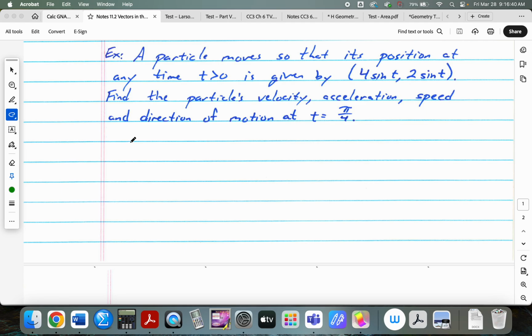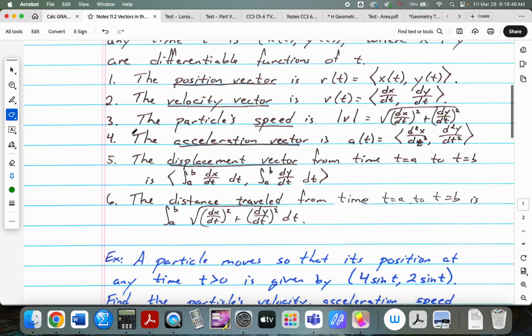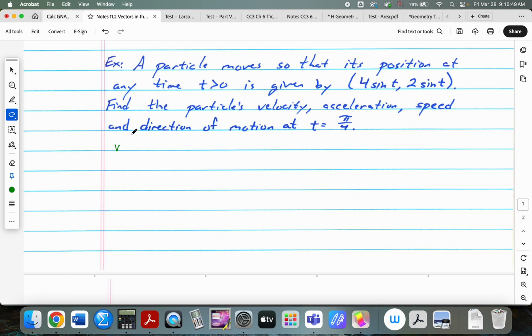So let's find the velocity vector. So the velocity, v of t, is going to be 4 cosine t, 2 cosine t. So at pi over 4, since cosine of pi over 4 is square root of 2 over 2, this will be 2 square root of 2, comma, square root of 2.